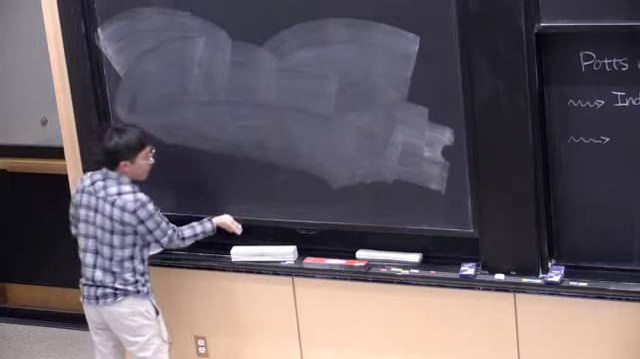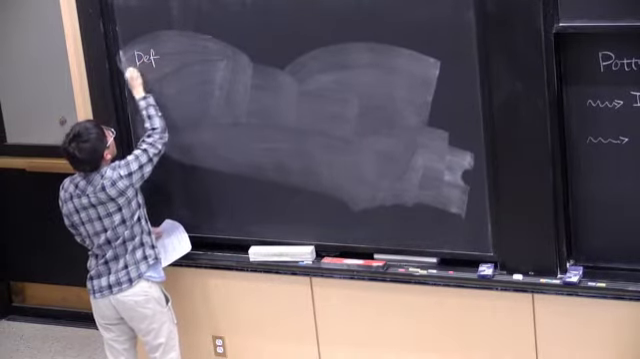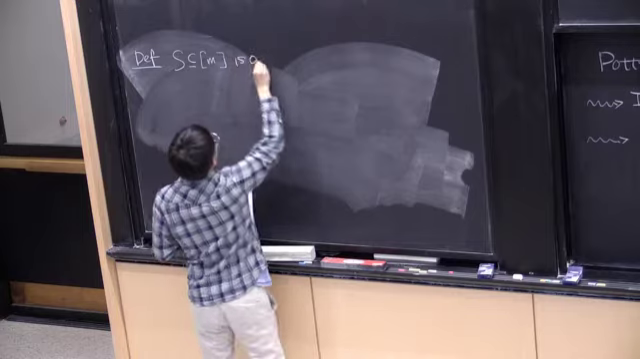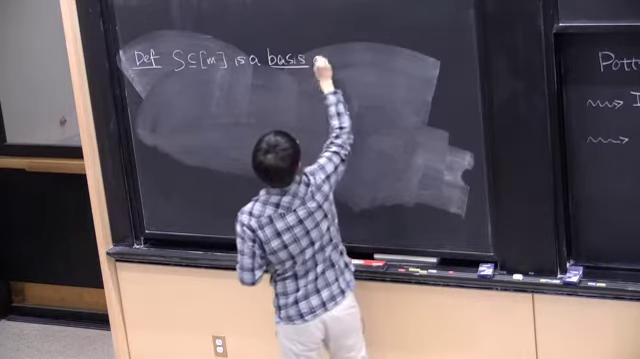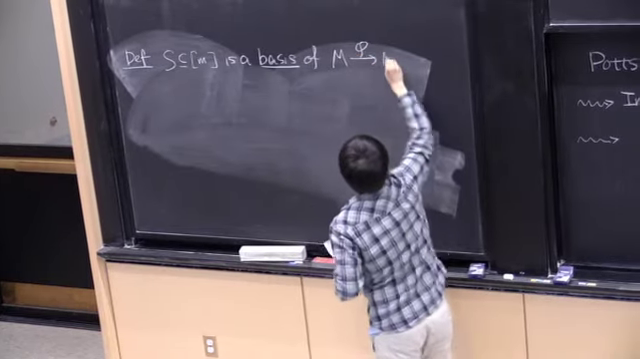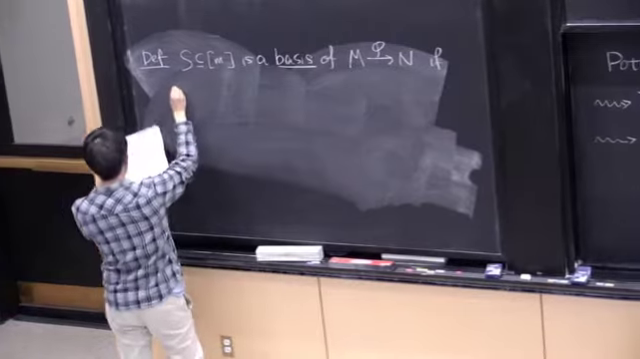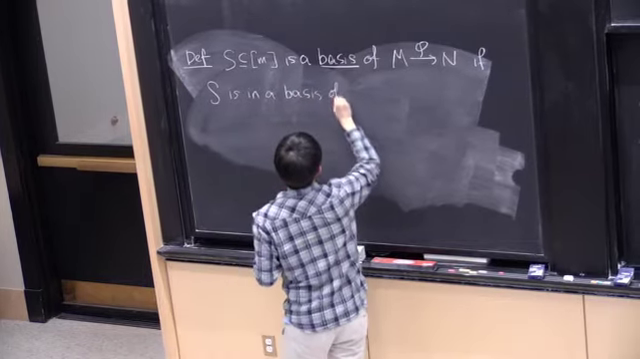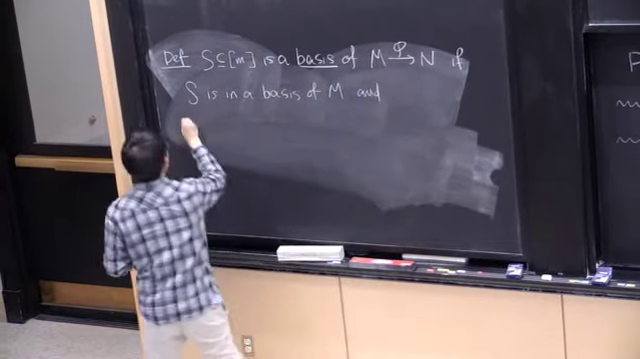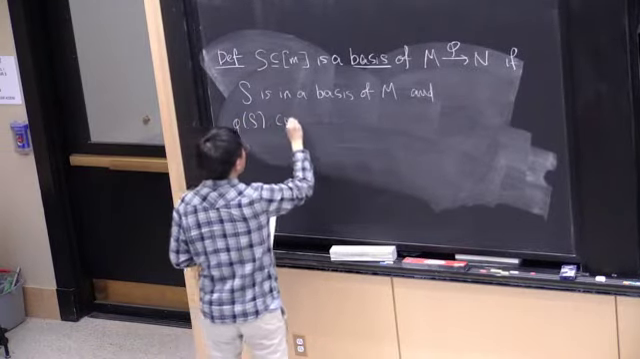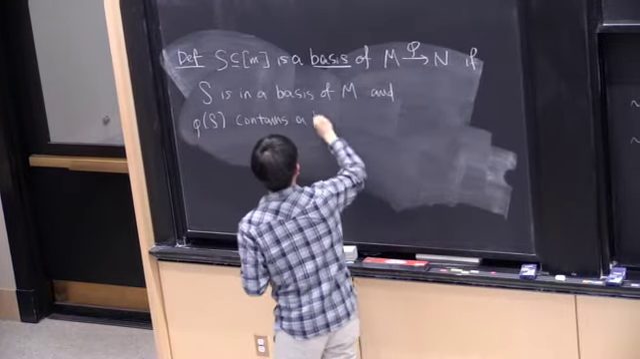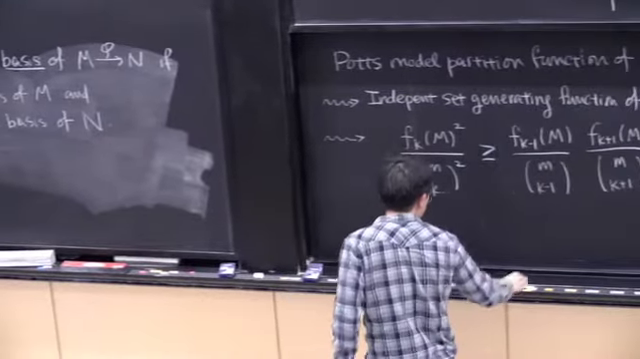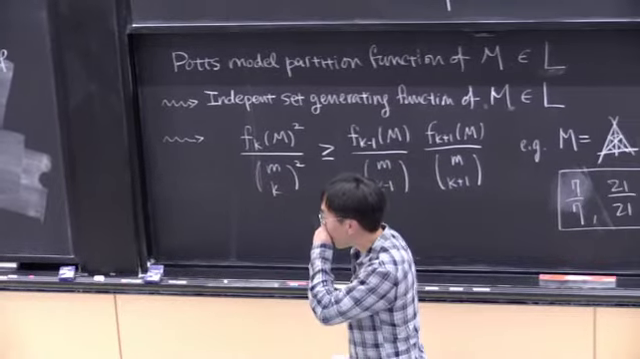Let me make a quick definition. Let's say that a subset S of M is a basis of a morphism phi from M to N if S is in a basis of M and phi(S) contains a basis of N. So in other words, I want S to be independent in the source and spanning in the target.